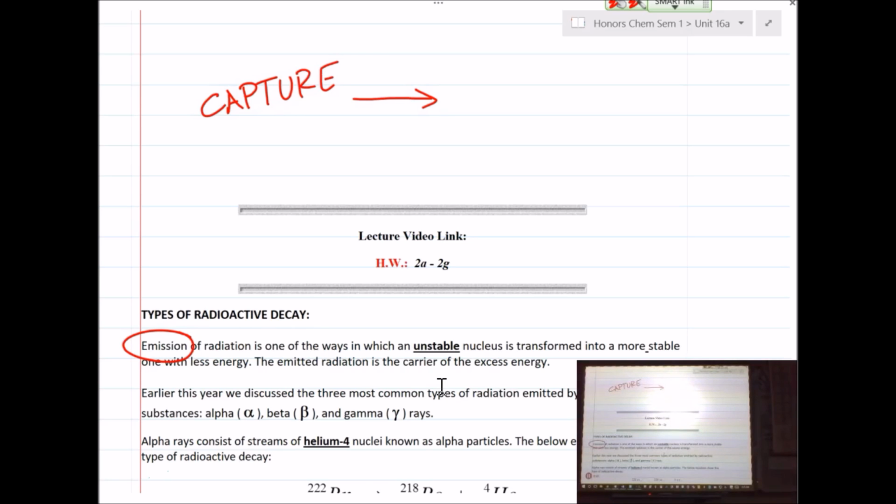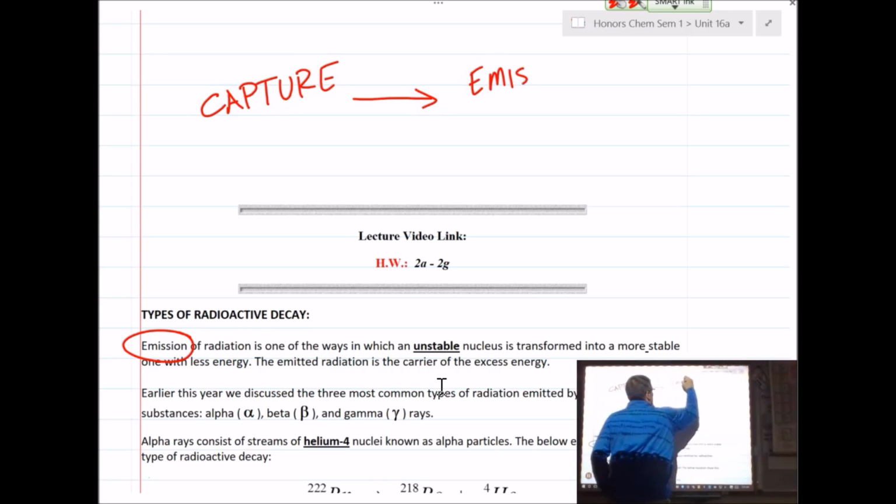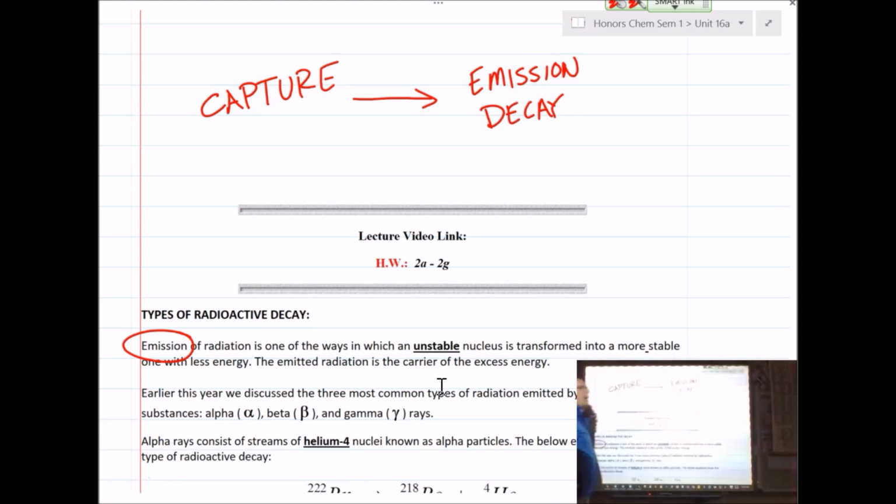If it says that something is undergoing capture, it's on the reactant side. If something is undergoing capture, alpha capture, beta capture, etc., it's on the left-hand side. If it says that it's undergoing emission or decay, which means the same exact thing as emission, then it's on the product side. Later on, I'll say we've got a beta capture with an alpha decay. That could happen. So just make sure that you're keeping it on the respective side.